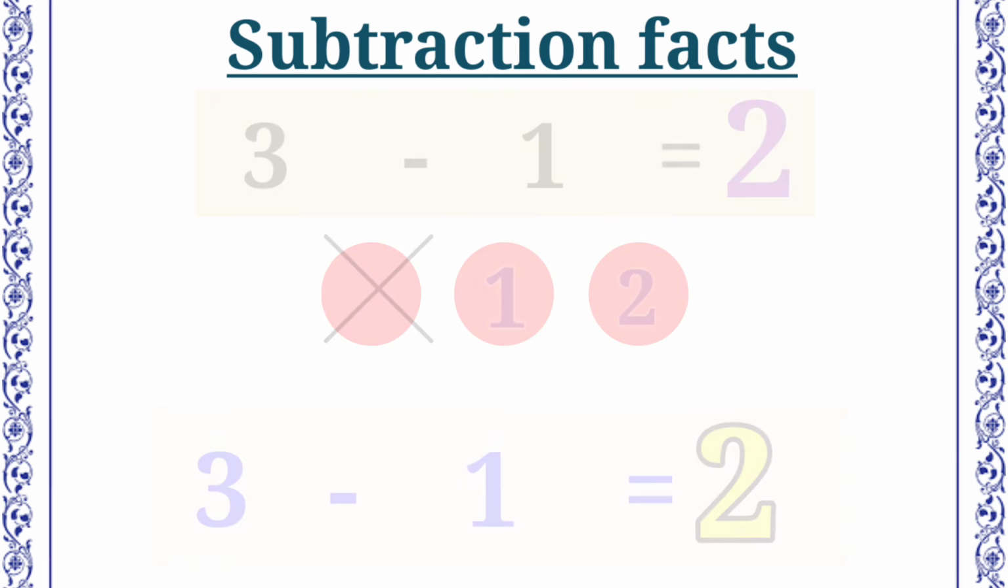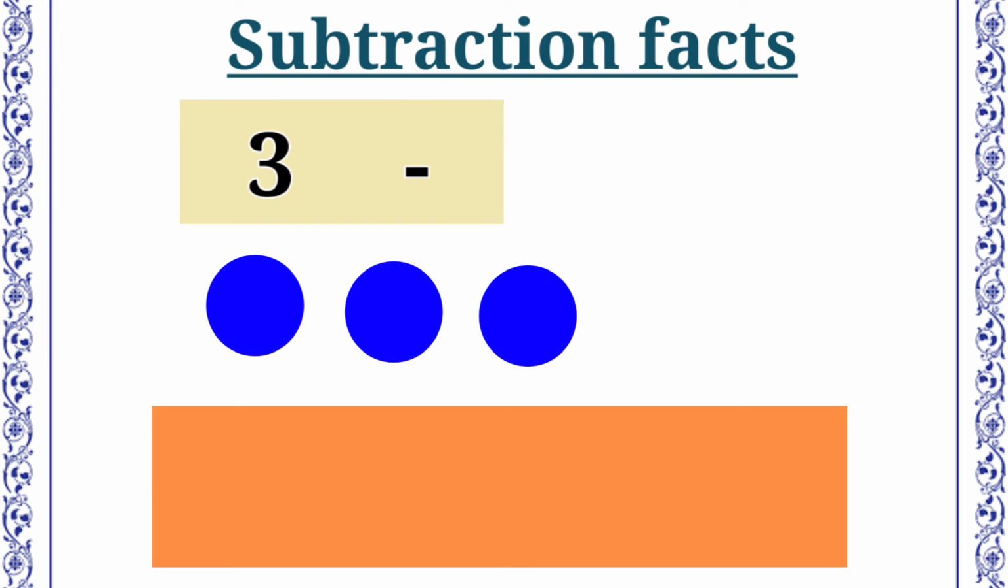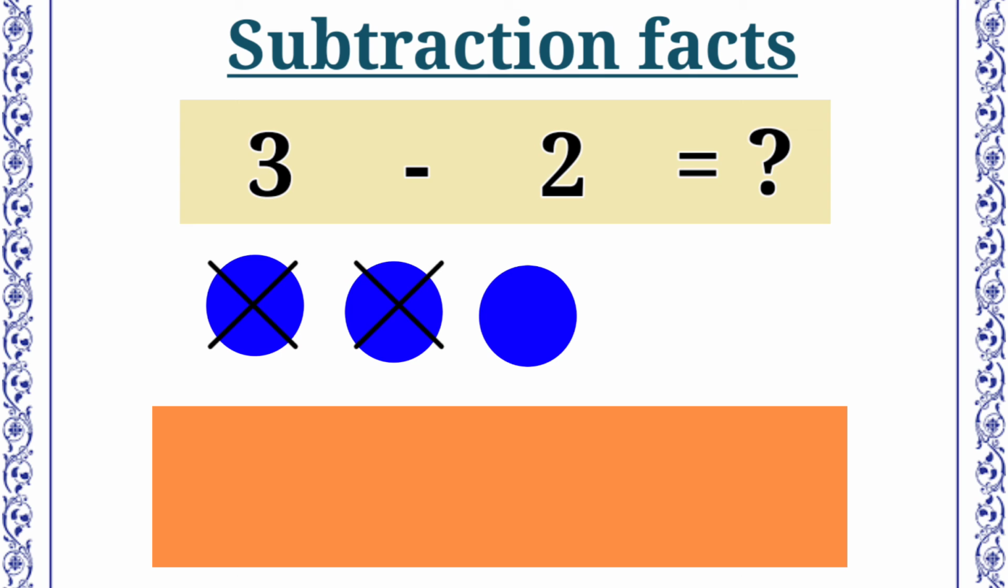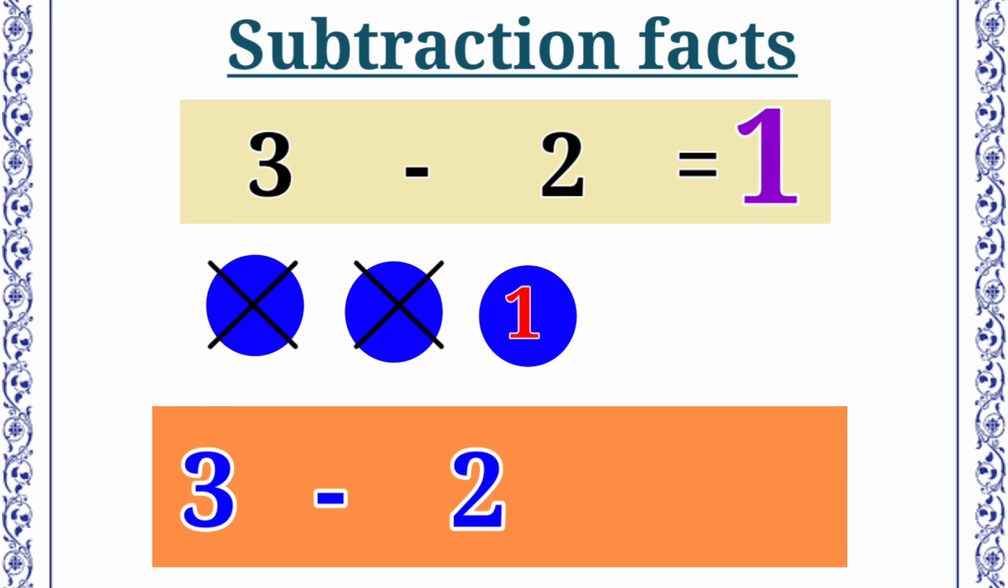Then 3 minus 2. Okay kids, how many dots are not crossed out? 1. Very good. Therefore, the answer is 3 minus 2 is equal to 1.